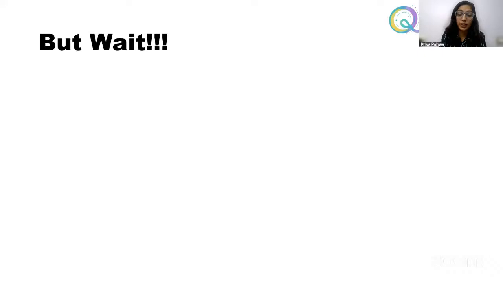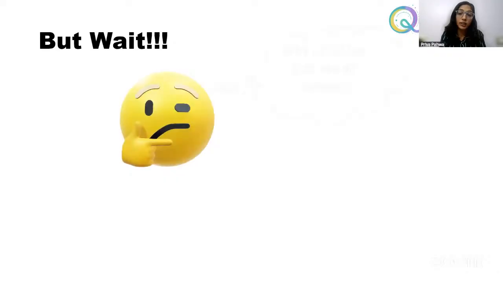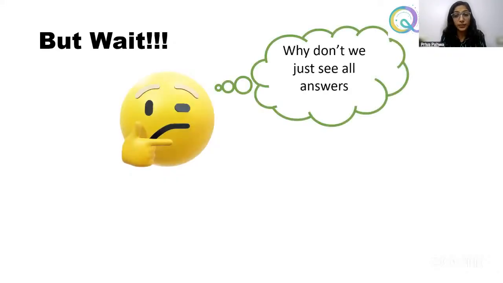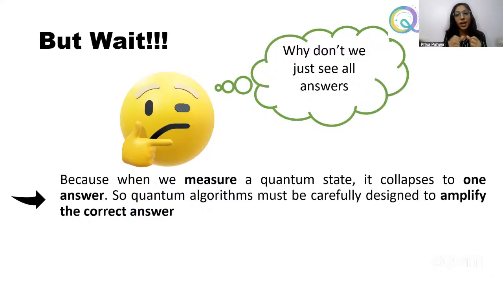Now there is a main question that might be popping up in your mind: why don't we just see all the answers? Why is there only one answer coming up? If we are providing a superposition, then my answer should also come in superposition. So I'll state that in quantum mechanics, an act of measurement disturbs the system. When we measure a quantum state, it collapses to one state. So our quantum algorithms must be carefully designed in order to get the correct answer, right? So this is how it works.